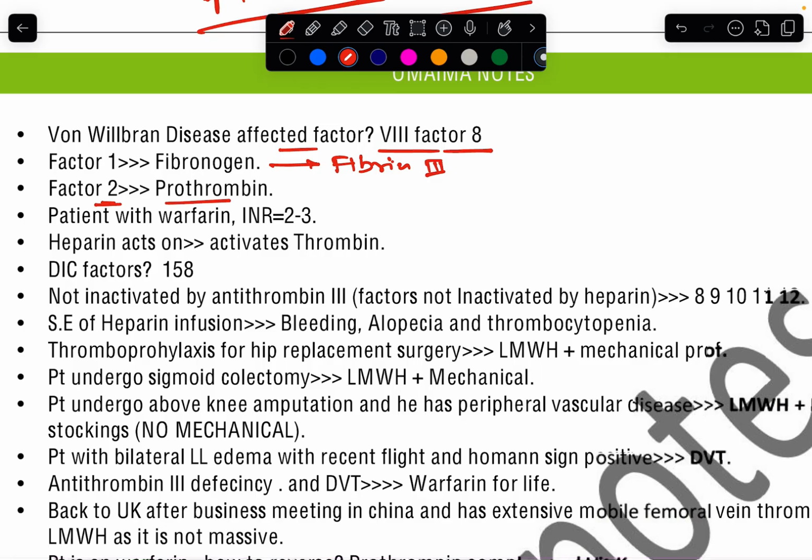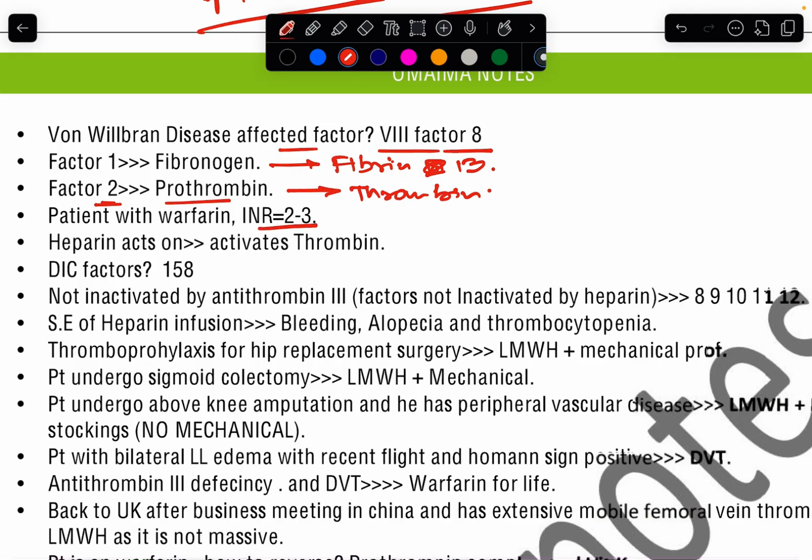Prothrombin is factor 2. Prothrombin is converted to thrombin. Thrombin converts fibrinogen to fibrin, and the insoluble fibrin is supposed to be factor 13. This is factor 13, the last factor.